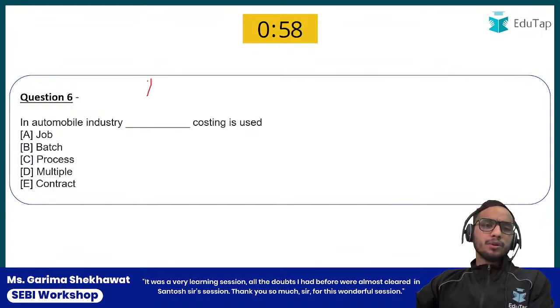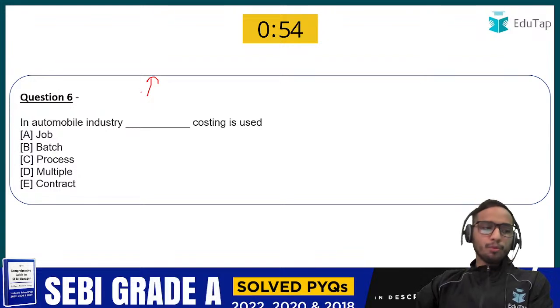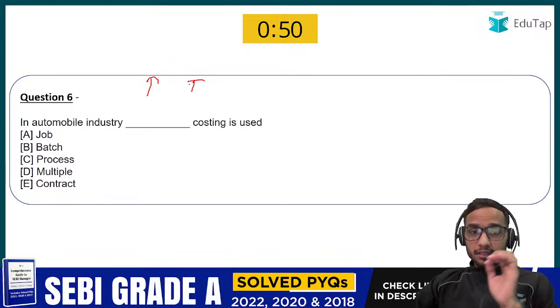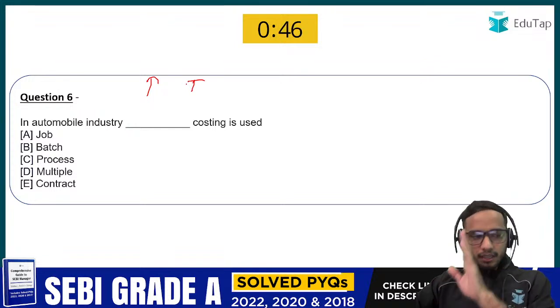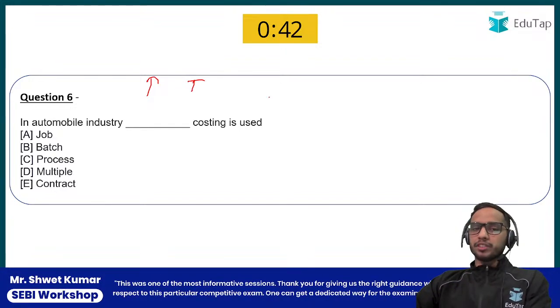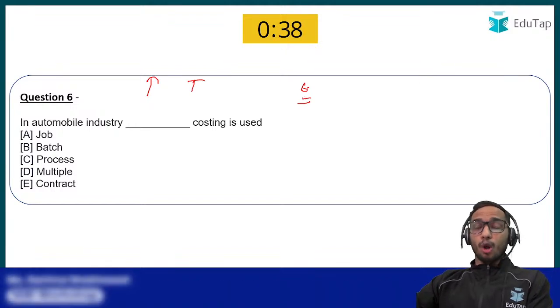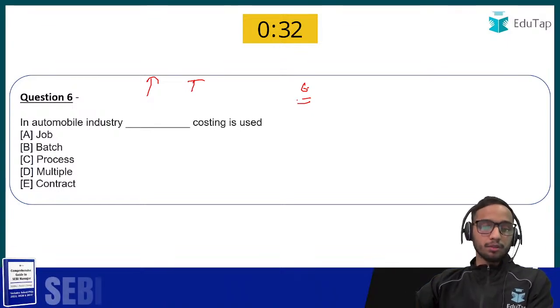Now let me know the answer of question number 6, which says: in the automobile industry, dash costing is used. Read this question very carefully. Don't be in haste. Read the options very carefully, then give me the answer. Should the automobile industry use job costing, batch costing, process costing, multiple costing, or contract costing? Tell me the answer to this question.